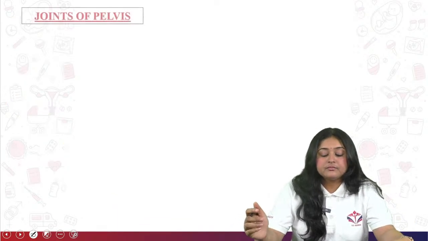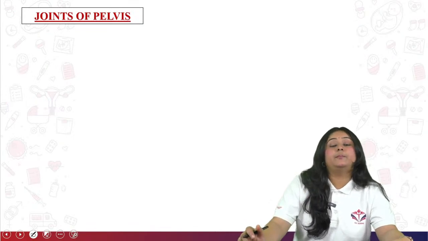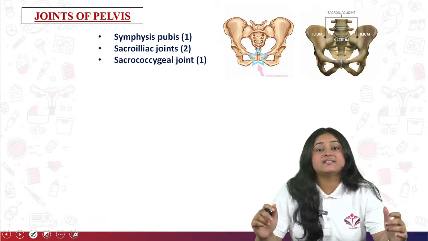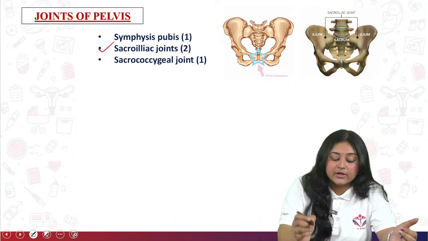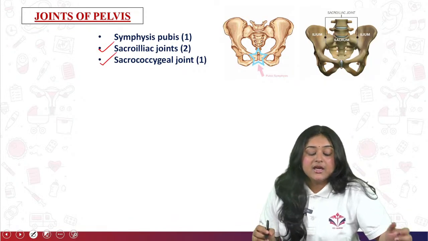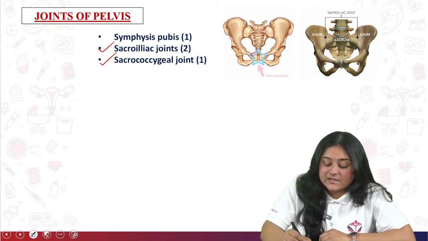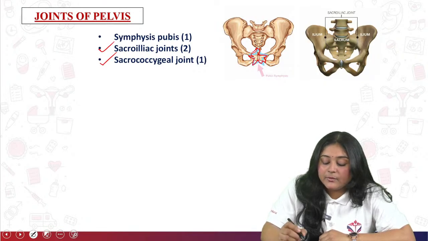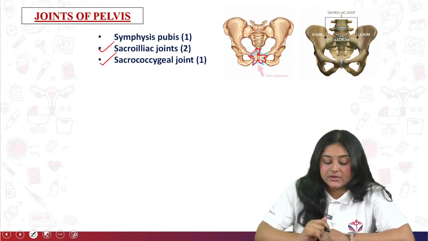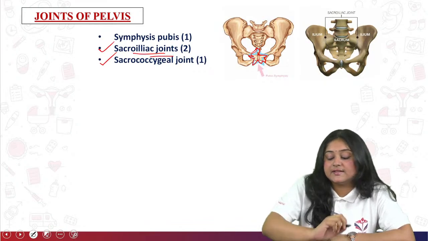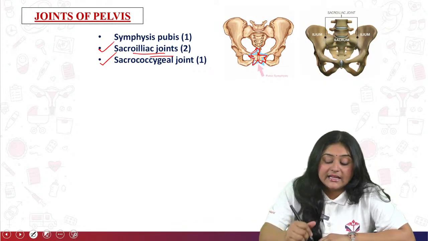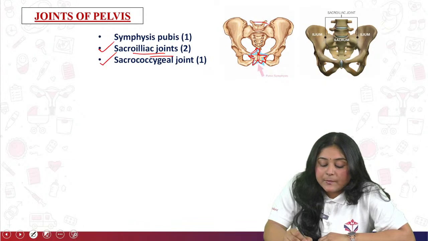Okay. Now come to the joints of the pelvis. So what are the joints of the pelvis? Symphysis pubis, two sacroiliac joints and the sacrococcygeal joint. Symphysis pubis is this part where the two innominate bones or hip bones come and fuse together. The sacroiliac joint is where the sacrum and the ilium join.